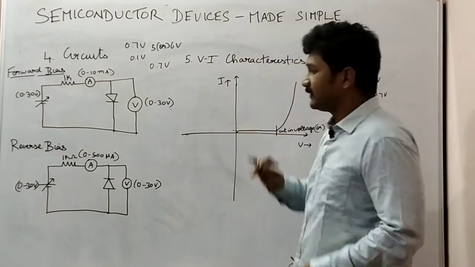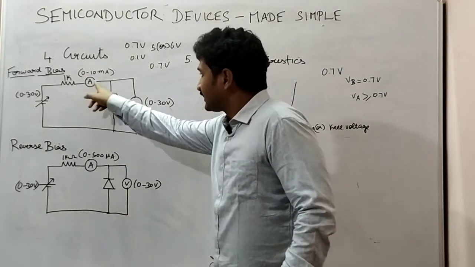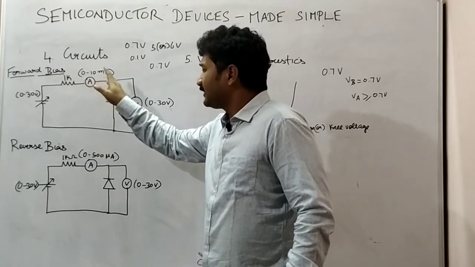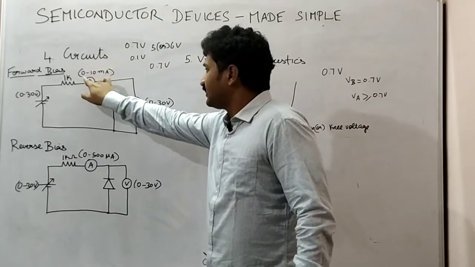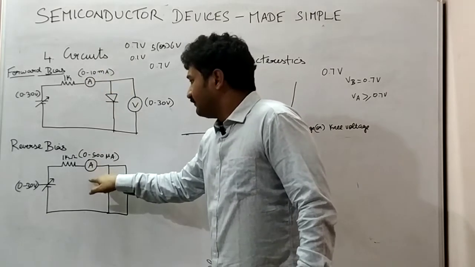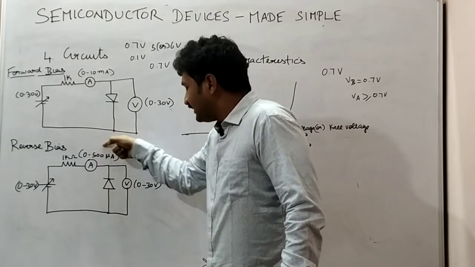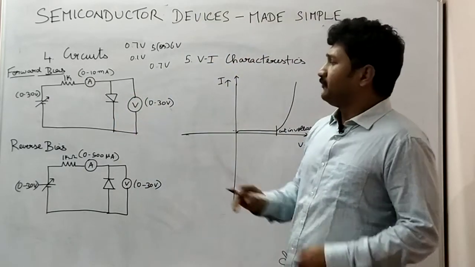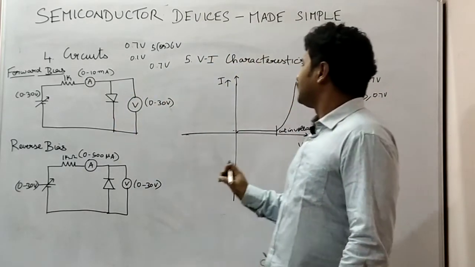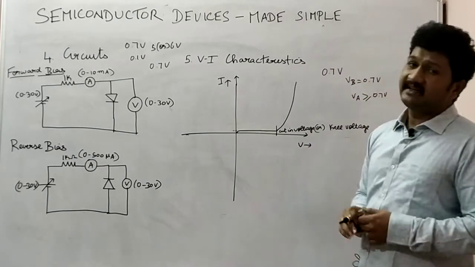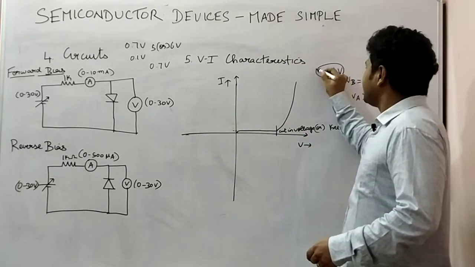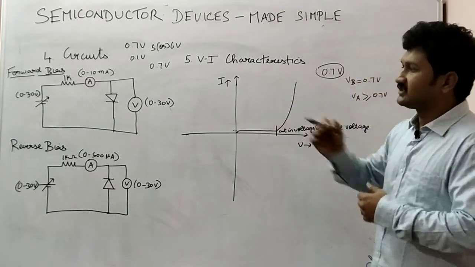When we come to reverse bias: in forward bias the current was 0 to 10 milliamps, because we can expect current in this range. But when we go to reverse bias, the current will be in a very minimum range, because in forward bias there is very little forward resistance. When I say very little forward resistance, it means that at 0.7 volt itself the diode starts conducting.